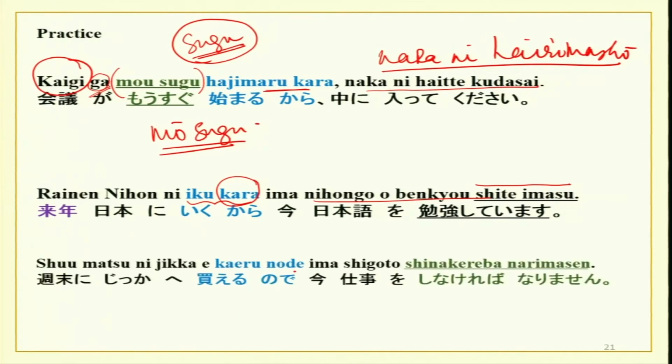Shumatsu ni jikka e kairu node. So, now shumatsu is during the weekend, jikka ni or jikka e kairu node, because I am going to return. Thus, ima, now, shigoto o shinakereba narimasen. I have to, must do the work now. Or you can also say shumatsu ni jikka e kairu node, ima gambatte imasu.